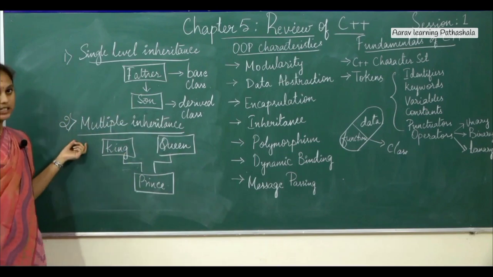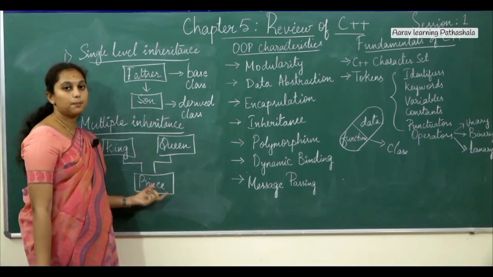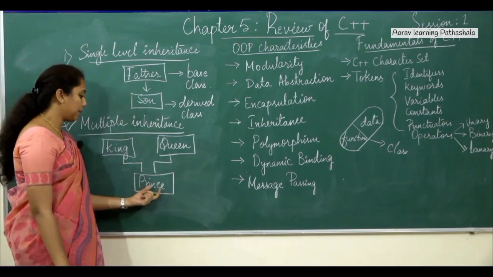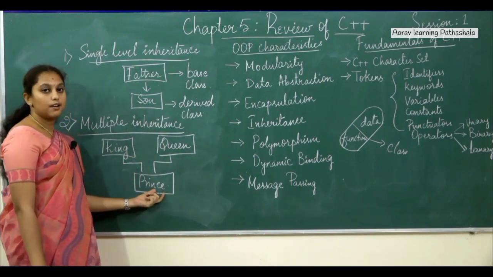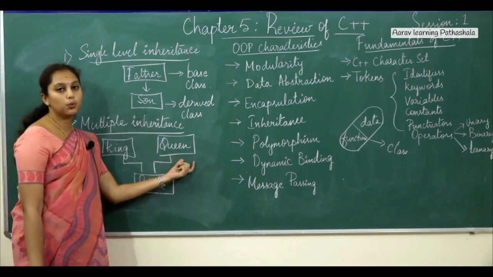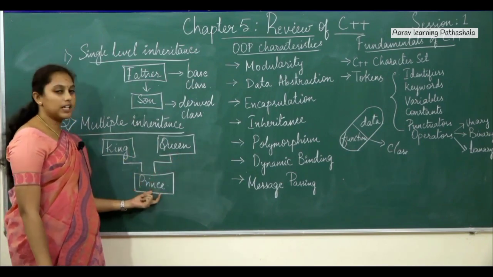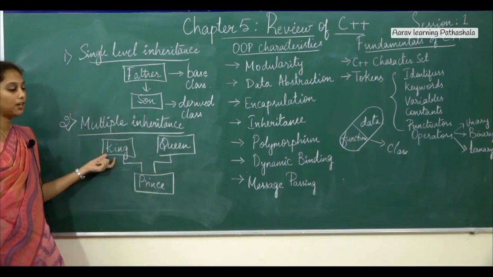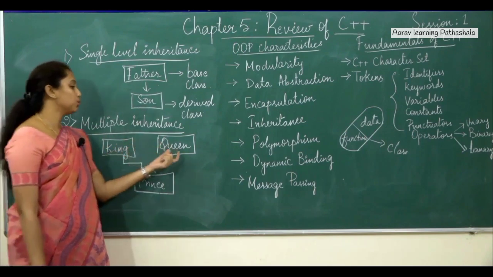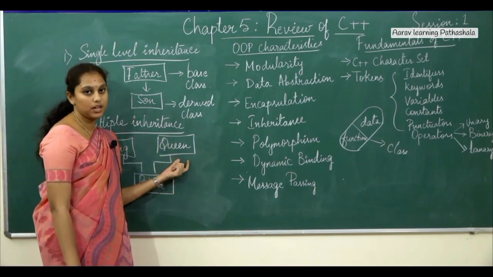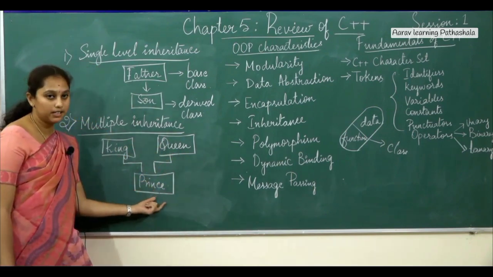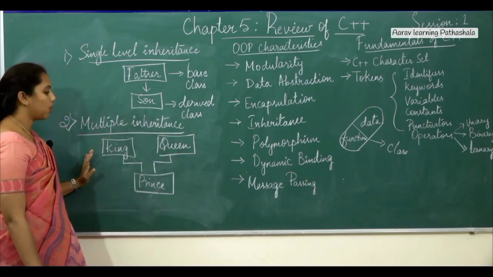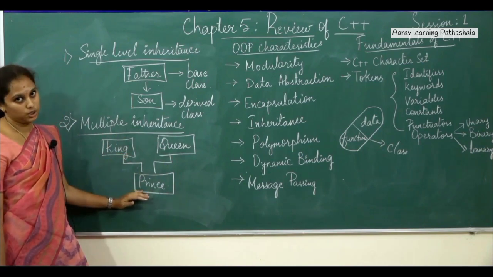In multiple inheritance, we are going to inherit from one or more classes. That is, here consider the prince class is inheriting from both the king and queen classes. So here prince is inheriting features like intelligence and bravery from the king class and beauty from the queen class. So hence prince is the derived class, king and queen are the base classes. So this employs a many-to-one relationship.